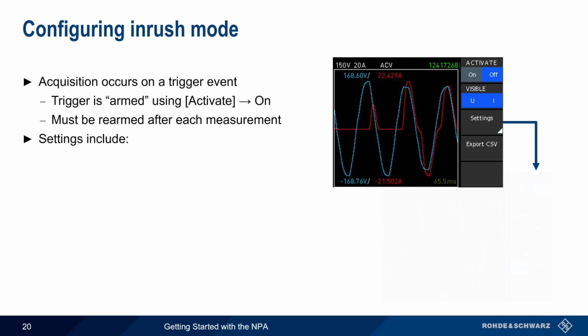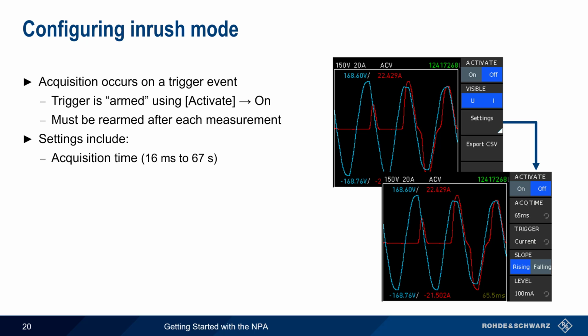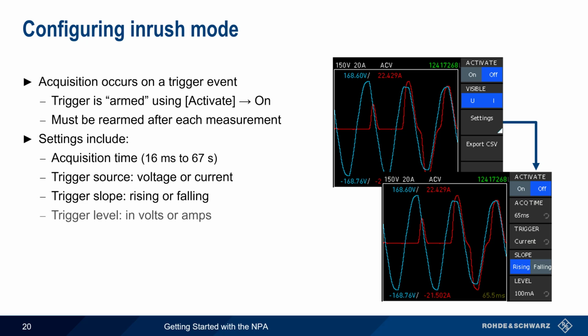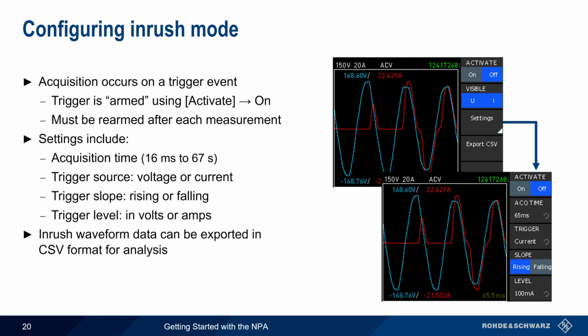Settings include the acquisition time, which can be from 16 milliseconds to 67 seconds, the trigger source, which can be voltage or current, the trigger slope, rising or falling, and the trigger level in either volts or amps. Note that the Inrush current waveform data can also be exported in CSV format for offline analysis.